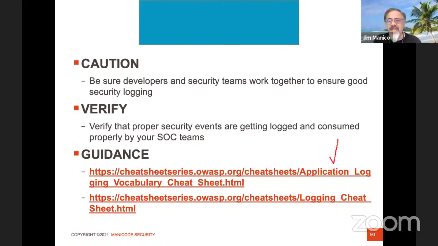There are two cheat sheets. The app log cheat sheet and the basic logging cheat sheet are both good reads.